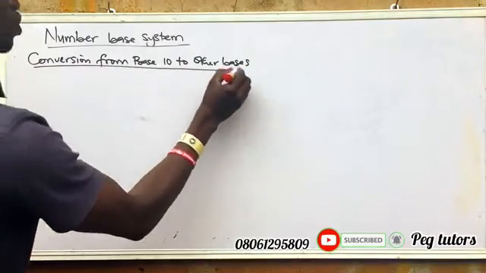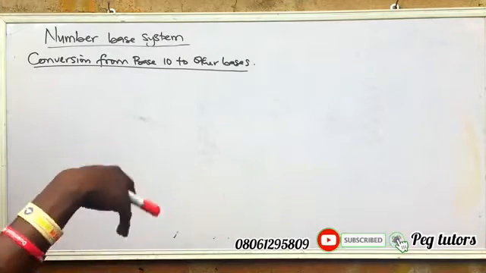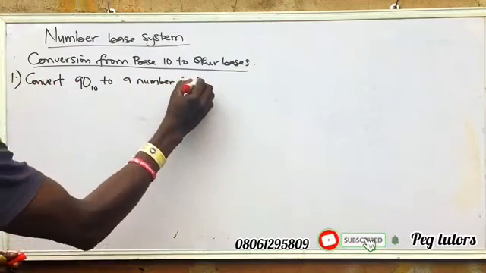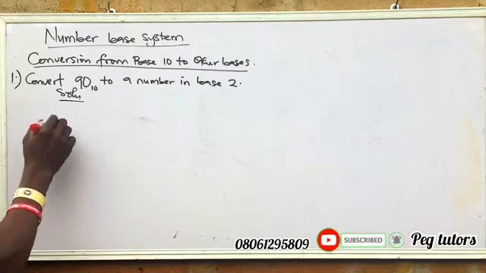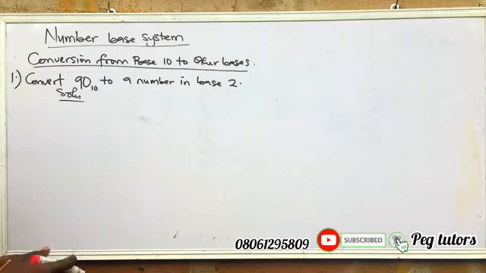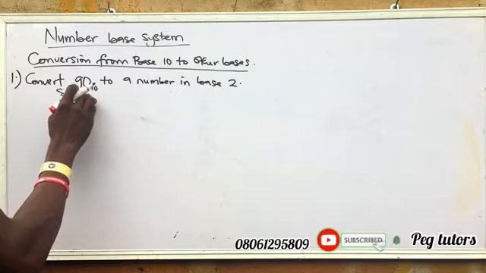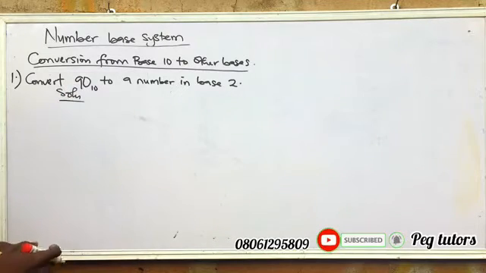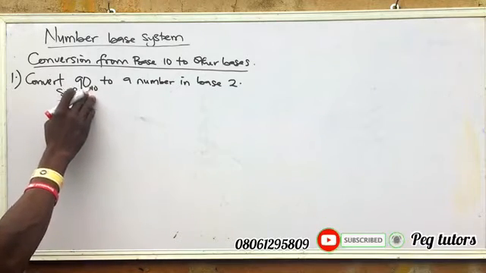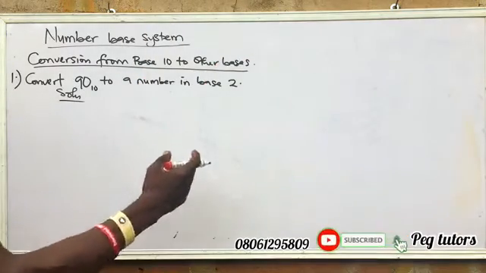So let's assume you were given a value in base 10 and you are asked to convert it to other bases. Example, let's take the number 90. We would be converting from 90 in base 10 to a number in base 2. So what would the value be when you convert it to base 2? What do we do here? We constantly divide the value in base 10 by the base you are converting to, and at the end of the day we'll be noting the remainders.